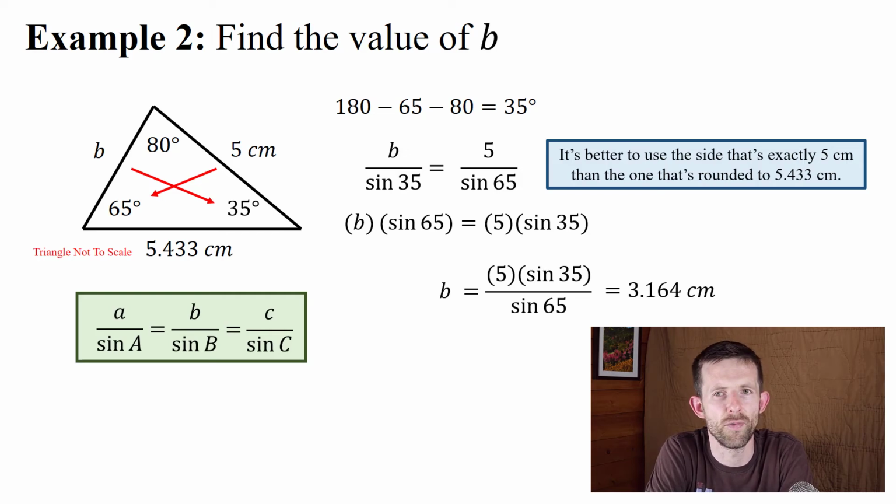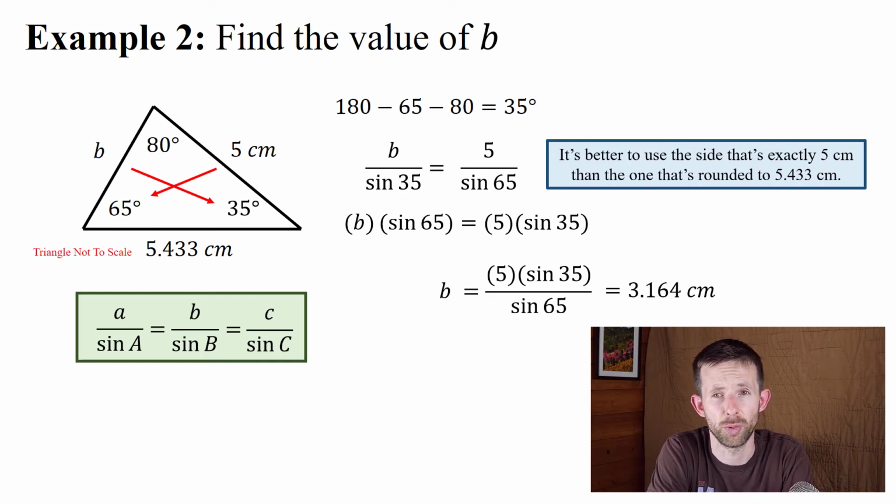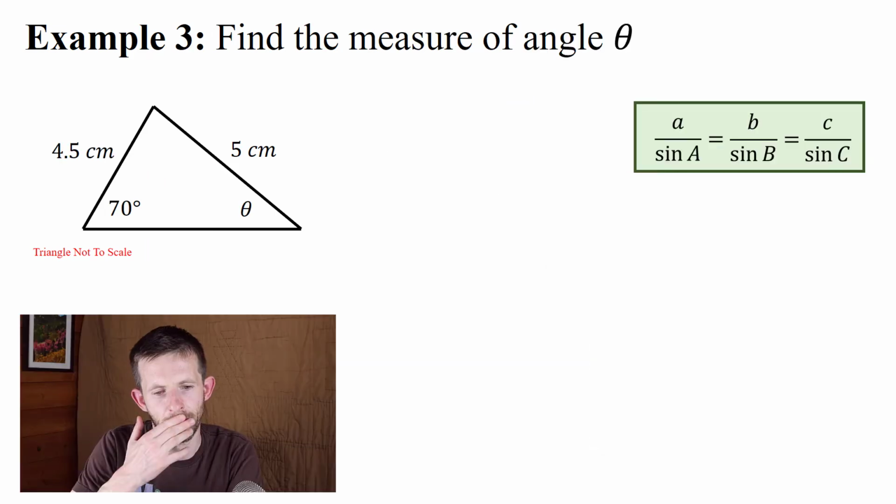Now, is that a reasonable answer? Notice that the longest side is opposite the greatest angle. So 5.433 is the longest side, and it's opposite the angle that's 80 degrees. The next longest side is the one that's 5 centimeters, and that's opposite the angle that's 65 degrees. And b is the shortest side, and it's opposite the smallest angle. So all of this is reasonable.